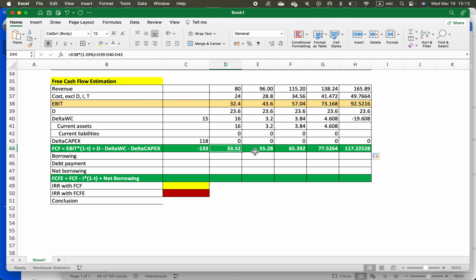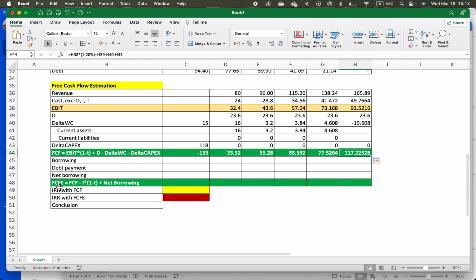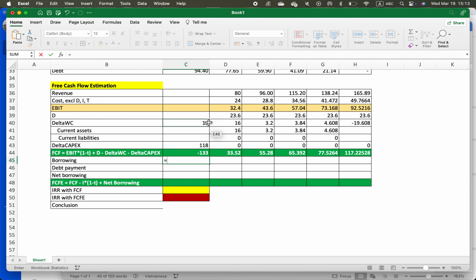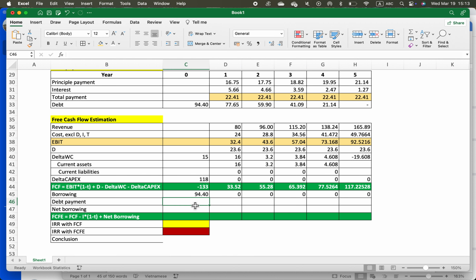So we have this one, and we copy that formula throughout the life of the project. This is the FCF of the project, and then we come up with the FCFE, which is leveraged free cash flow. So we should care about borrowing. Add additional borrowing in the first year. It is this one, equal to what? 94.4 in here, 80% of total cost of fixed asset. Additional borrowing for the next years, no. Debt payment for year 0 is 0.